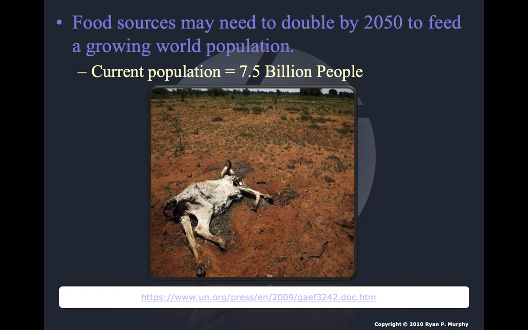Now, keep in mind, this is being compounded by the fact that our population is increasing exponentially. So we might need to double our food generation by 2050 to feed the growing population. That's going to be really hard if we're decreasing our amount of usable land due to desertification.